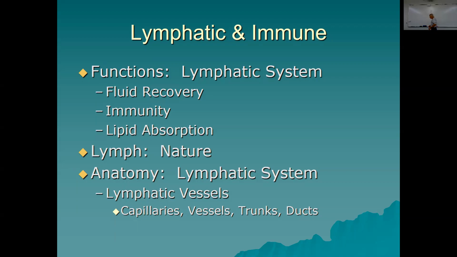Okay. The nature of lymph. What is lymph? Well, it's interstitial fluid. It's the same exact thing as interstitial fluid, which is essentially blood plasma without the proteins. It's essentially a protein-free fluid. Okay, so we're going to look at the overall lymphatic system and its anatomy, including the lymphatic vessels. So we're really looking at another circulatory system. The lymphatic system is another circulatory system.